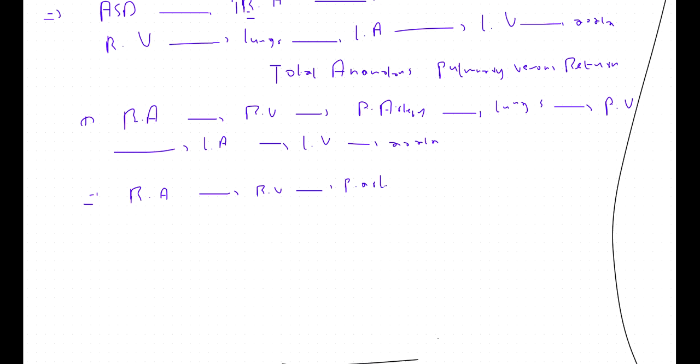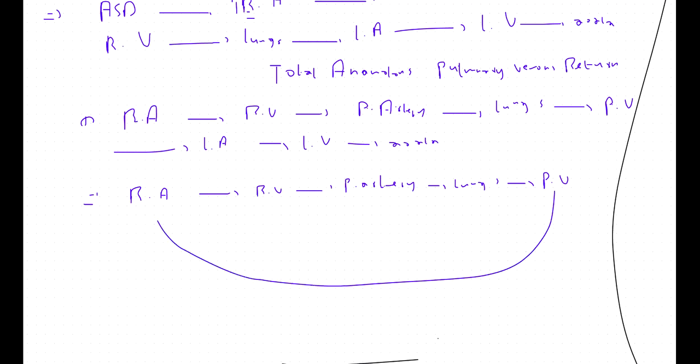And from the pulmonary artery, it will go to the lungs. And from the lungs, it will go to the pulmonary vein. But here, instead of going to the left atrium, it will return back to the right atrium. The pulmonary vein is going to drain the blood into your right atrium. So blood is flowing in a closed circuit. From the pulmonary vein, it will go to the right atrium. So it means no blood in the left atrium and the left ventricle.